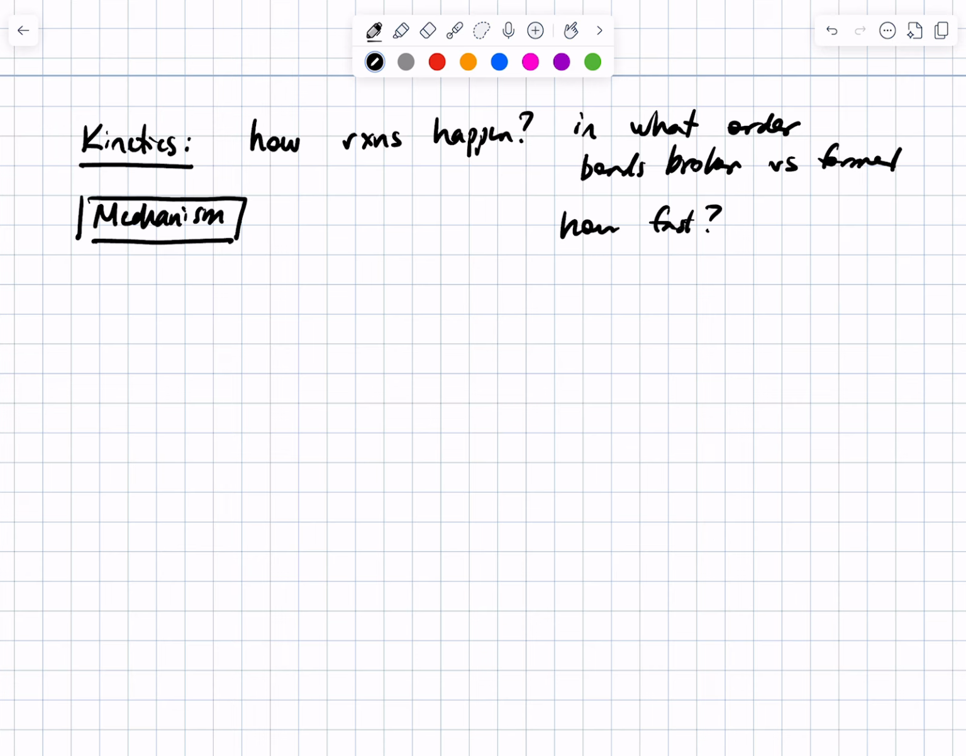You can also generate hypotheses for improving reactions. So let me illustrate the issue of kinetics with an example. Here is a substitution reaction. CN minus is going to be our nucleophile. CH3I, or methyl iodide, is going to be our electrophile.